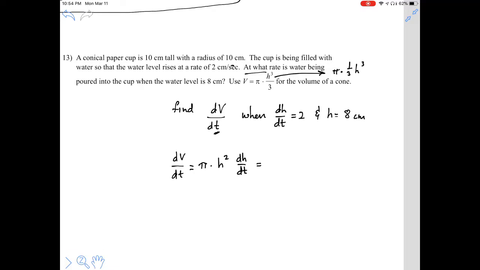So we just need to plug in the values then. The height is 8, and dh over dt was 2 centimeters per second. So this is pi, and 64 times 2 is 128, so I'm actually going to write that as 128 pi. And then since this is a volume, it's centimeters cubed per second.